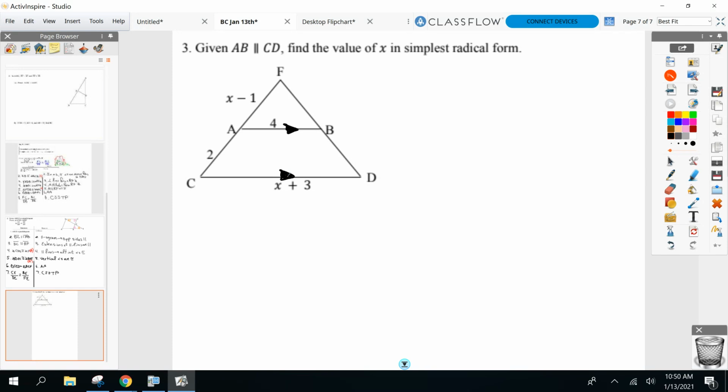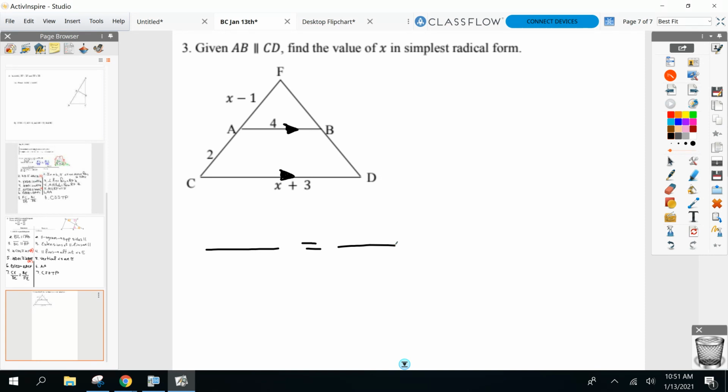What's X in simplest radical form? All right, I'm going to challenge you first because I know a lot of you are just going to set up your proportion and get going. Why are you setting up your proportion? Because you're not allowed to do that until the triangles are similar. No proportions until the triangles are similar.